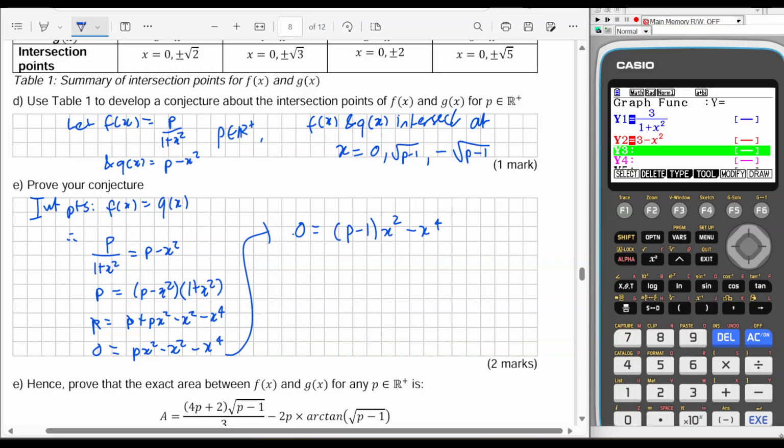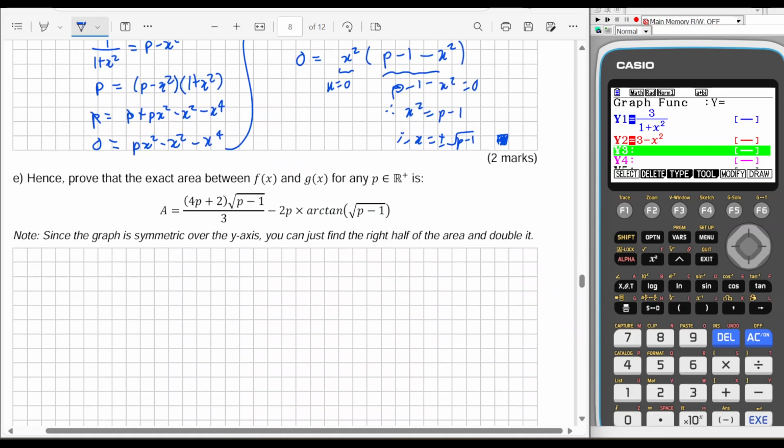And what I can do is pull out a common factor. So 0 is x squared with p take 1 take x squared. And so either x is 0 or p take 1 take x squared is 0. So x squared is p take 1. So x is plus or minus √p take 1. Cool. So we proved that conjecture, and now we need to prove the area formula.